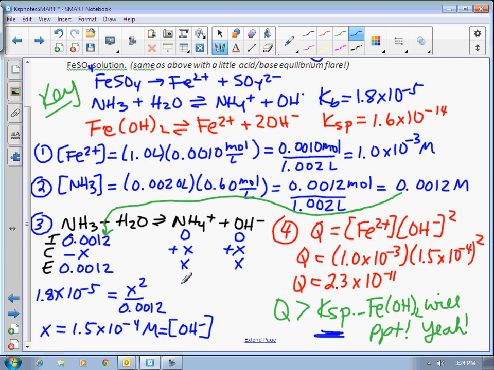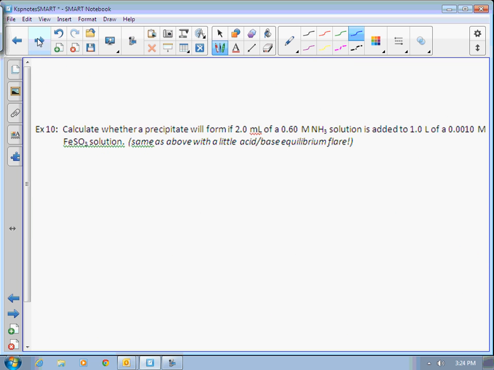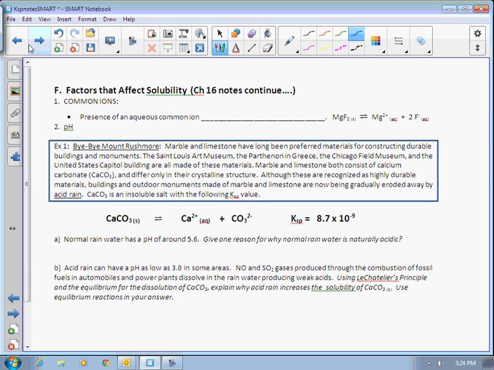I did give you guys a reference sheet with all the Ksp values. It's also in your book. So Q is greater than Ksp, so you would indeed get a precipitate. All right, believe it or not, that's it.